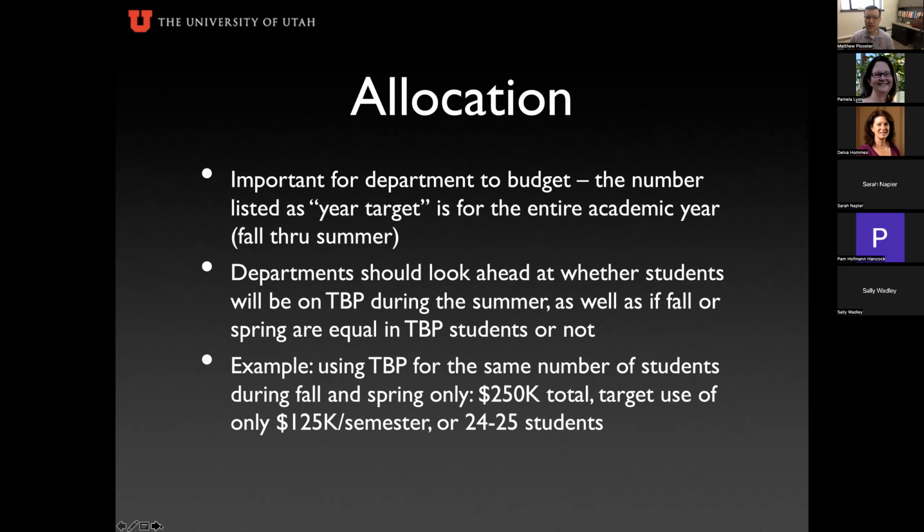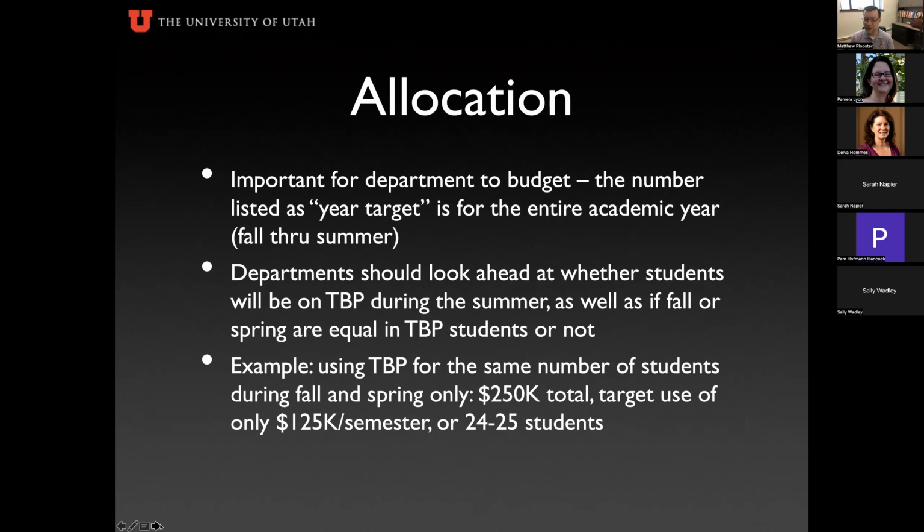An example of this here is if you are supporting the same number of students in the fall as you are during the spring, and your tuition benefit allocation is $250,000, you just simply split that 50-50, 125 fall, 125 spring, which is 24 to 25 students depending on their enrollment. But if you're fall heavy and spring light, let's say you have 60% of your students being supported during the fall and 40% during the spring, you'll need to do that math on what that will do with your allocation.